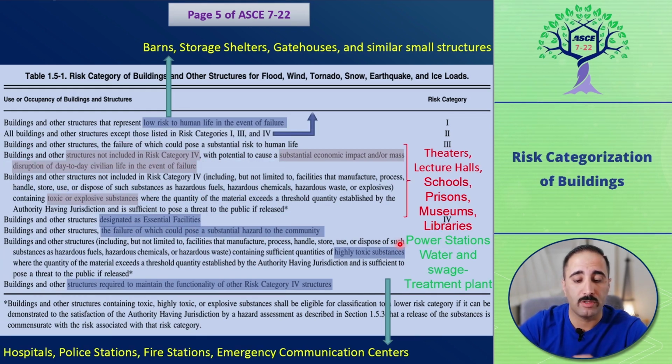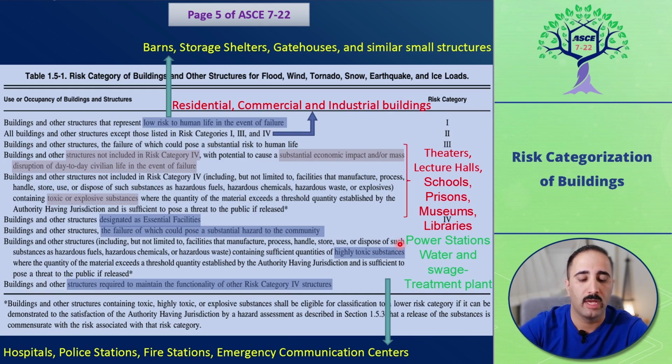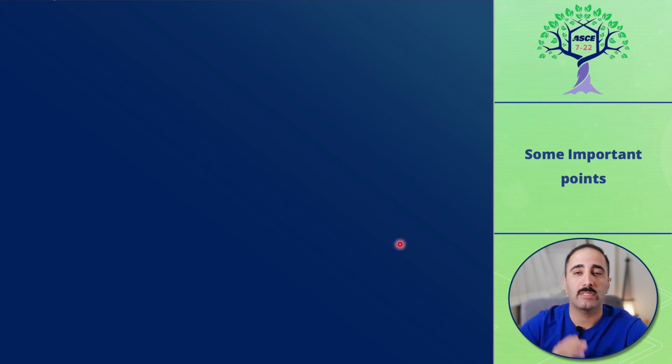Finally, risk category 2 includes the vast majority of structures, including most residential, commercial, and industrial buildings, and has historically been considered to contain all those buildings and structures not specifically classified as conforming to another category. Let's talk about some points about risk categorization.